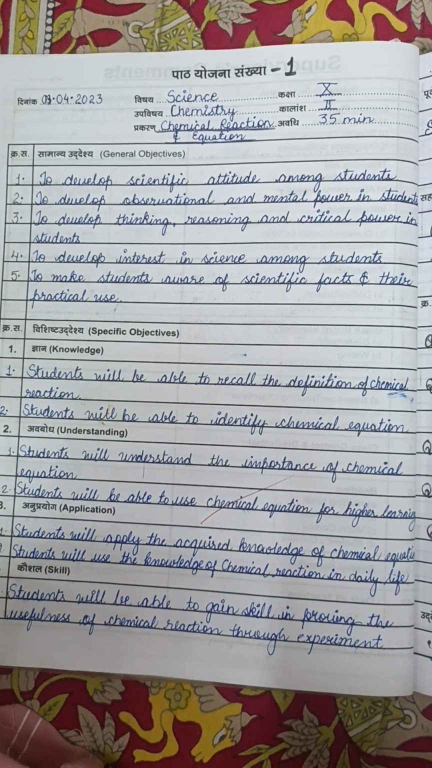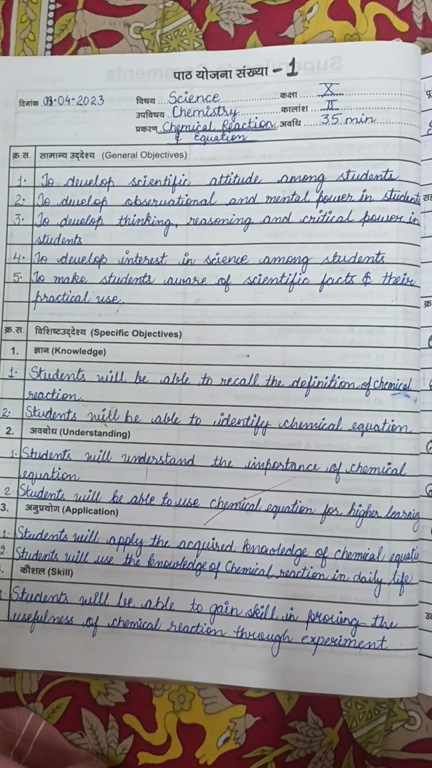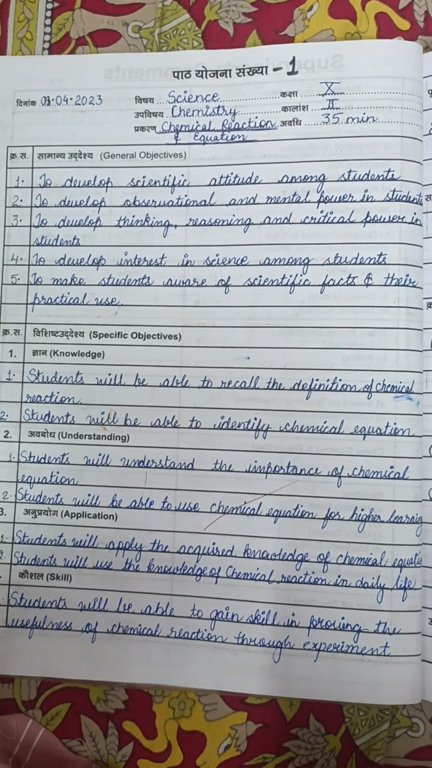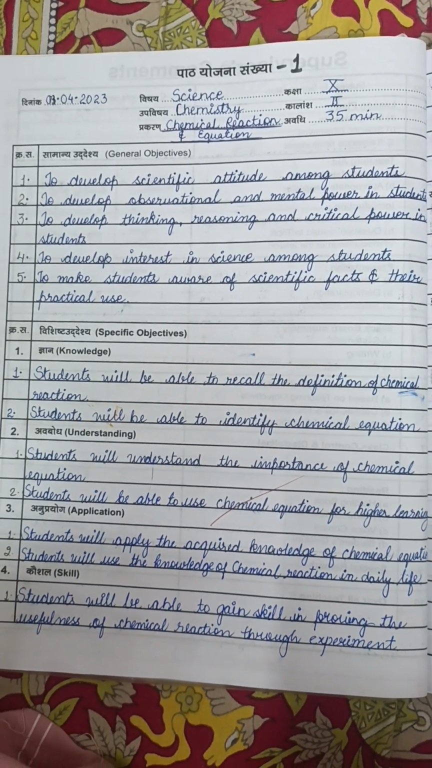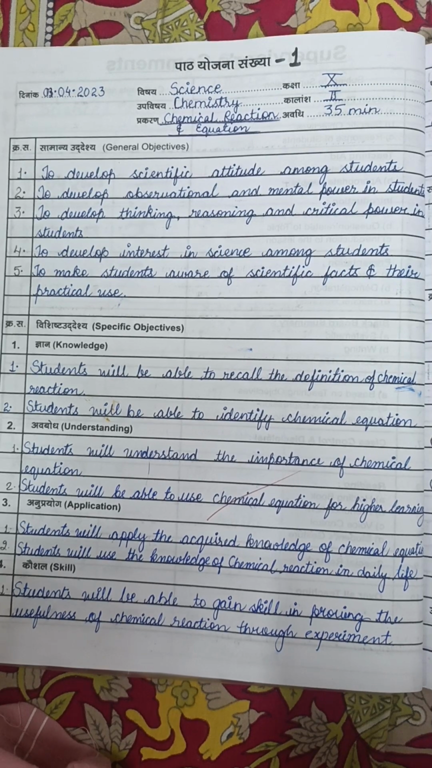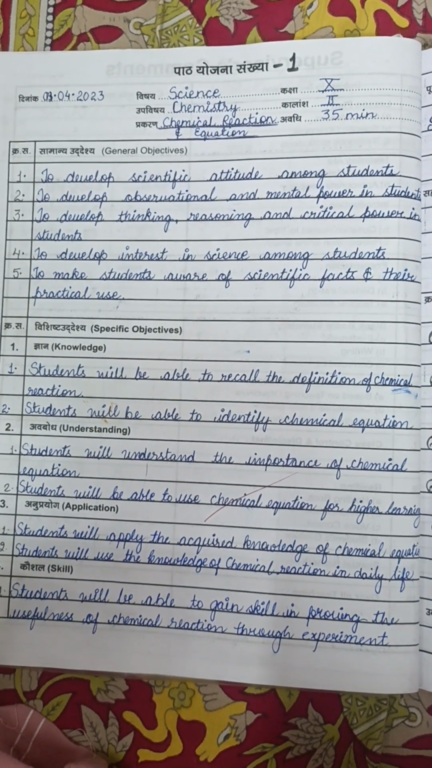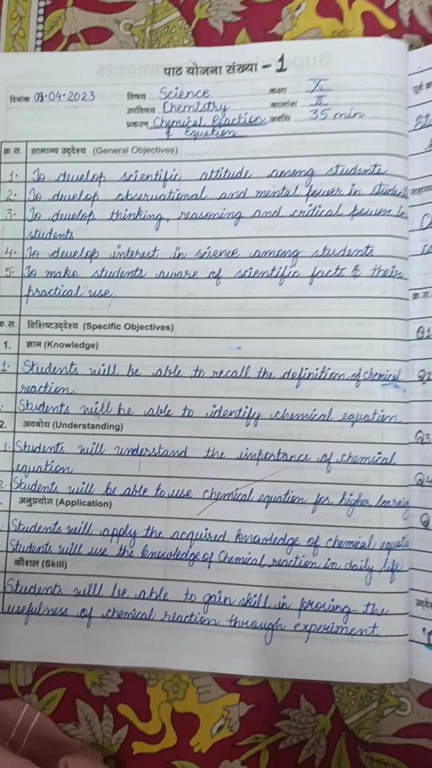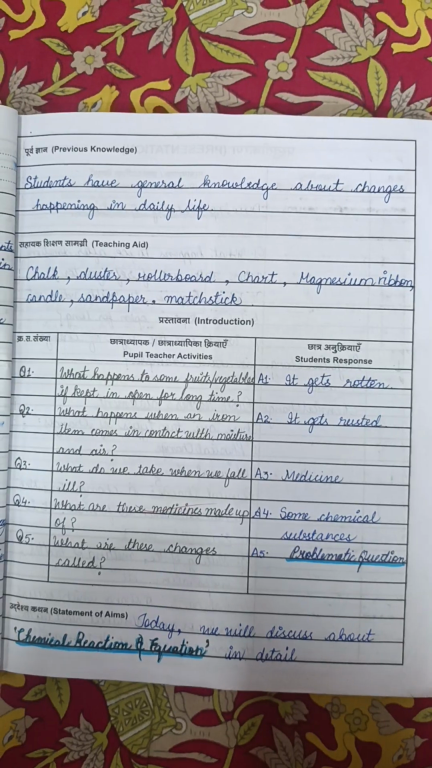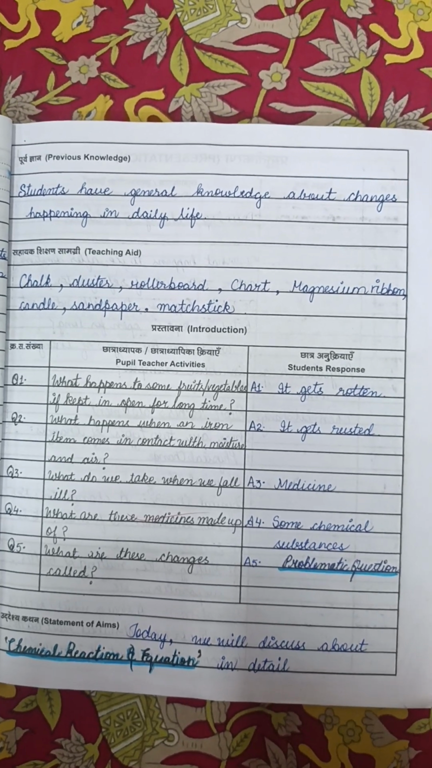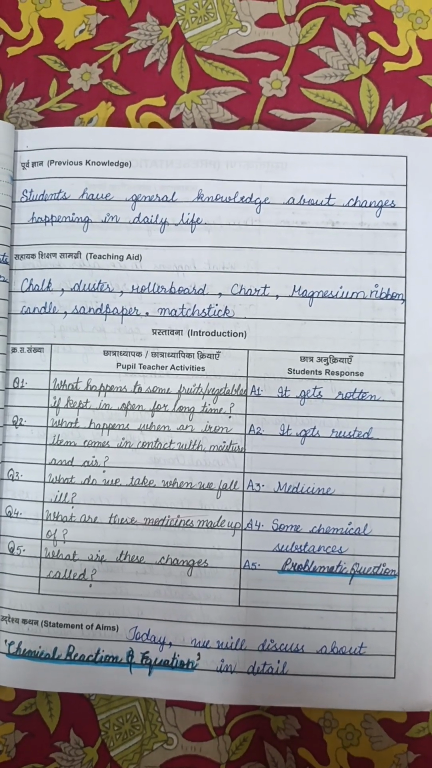So let's get started. First of all, as you know, you have to give the general objectives and then the specific objectives. The specific objectives consist of knowledge, understanding, application and skill. After giving this, you have to write the previous knowledge. The previous knowledge is just the general knowledge that the students may know.